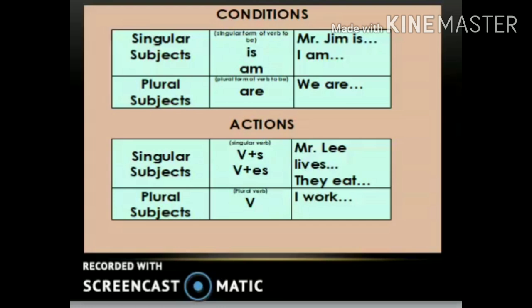Again, how do we construct sentences when we are expressing present conditions? If the subject is singular, use the singular form of the verb to be, which is is. If the subject is plural, use the plural form of the verb to be, which is are. If the subject is I, use the verb am.